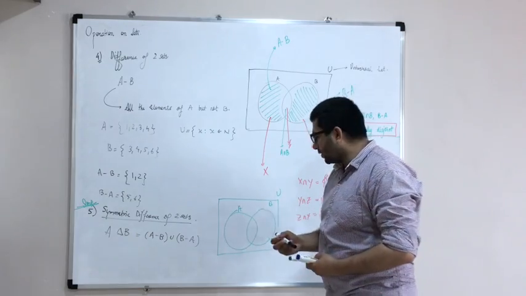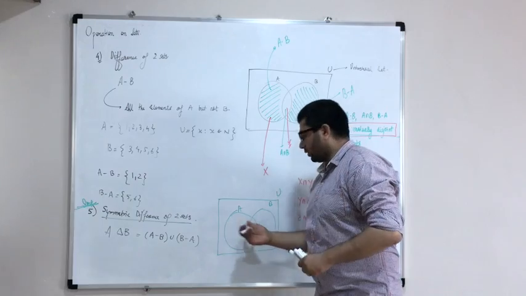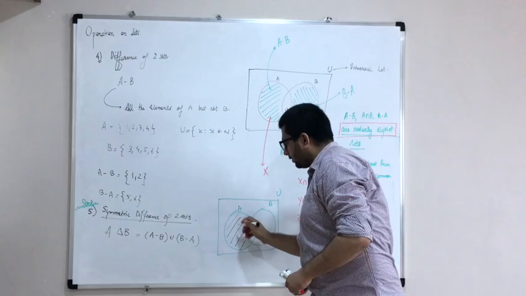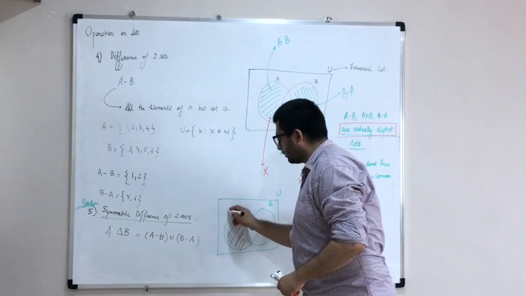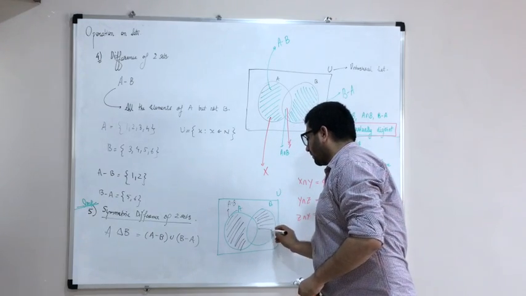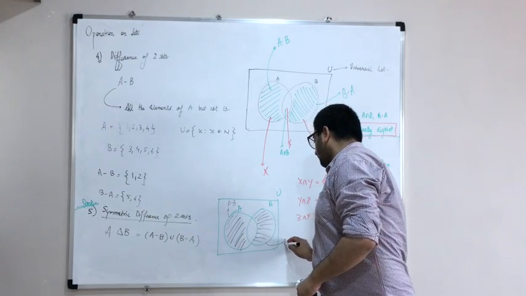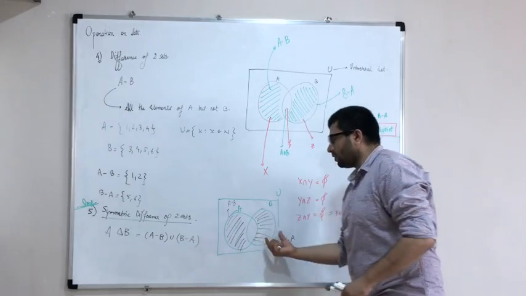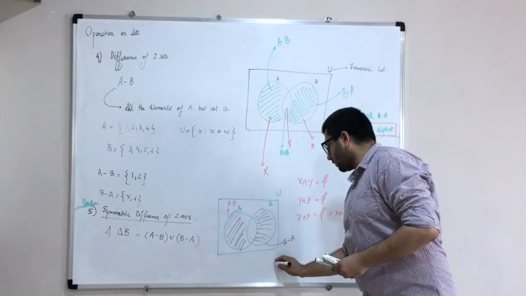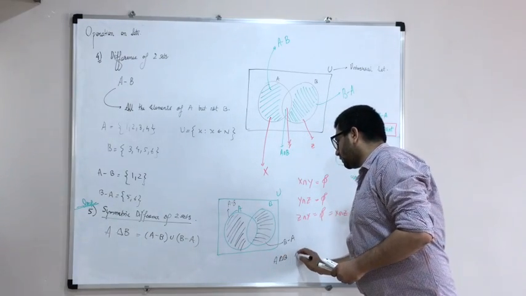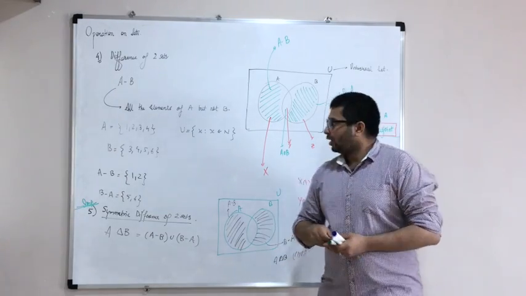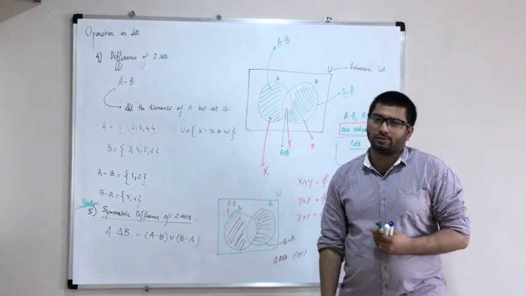What region is A minus B? You tell me. This is a region? No, the region is this. This is A minus B. What is B minus A? This is the part which is B minus A. So A minus B and B minus A union together is nothing but this region that we have. So this together is nothing but A delta B, the whole black part that we have shown. Correct? So that is the symmetric difference of two sets. Copy this down. Now we'll be going for the questions based on this.